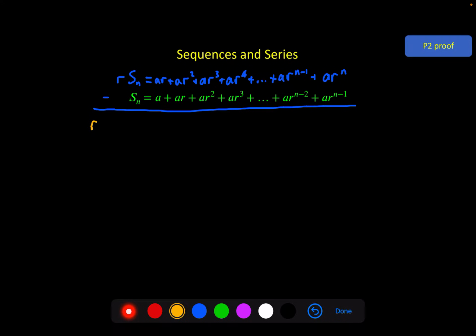And that gives us, on the left, r times S_n, the sum, minus the sum. And what you see here, hopefully, is that you get ar minus ar, ar squared minus ar squared, ar cubed minus ar cubed, and so on, all through the middle, all the way up to ar to the n minus 1 minus ar to the n minus 1. So all of these are cancelled with the terms in the dot dot dot bit here. And all you have left is ar to the n minus a.